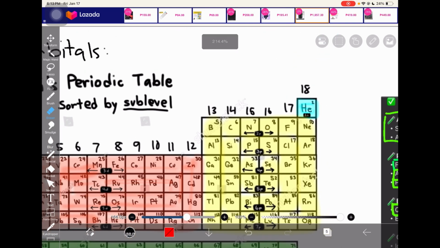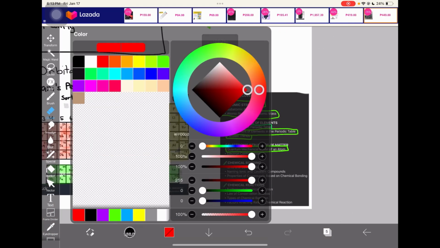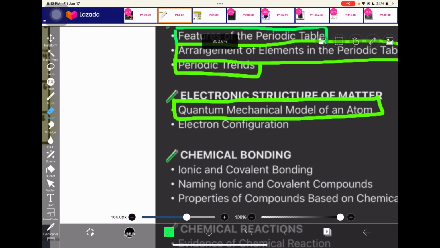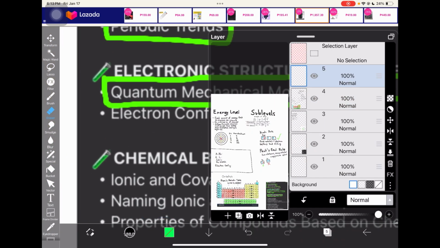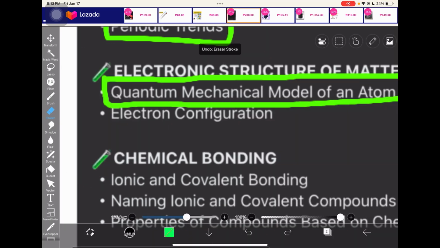And with that, that was a long one for electron configuration, but it only gets harder from here, I'll be honest with you. So we're going to switch layers here and mark this green because we have already completed it.